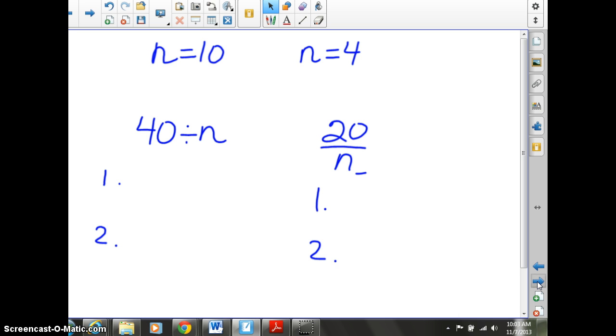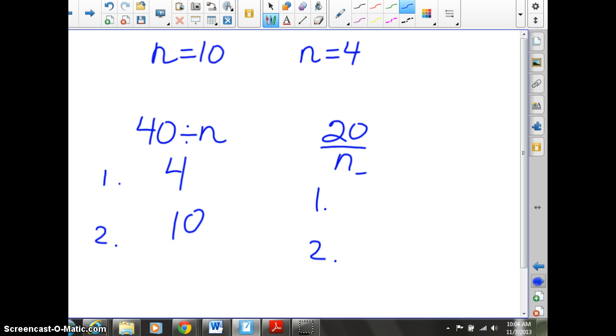Okay, here we go. Using this one here, 40 divided by n. Let's start with this variable, 10. 4. 40 divided by 10 is 4. Now let's slide this variable down. 40 divided by 4. How many 4s are there in 40? If you're not good at dividing, you can always turn it backwards. 4 times what gives us 40? 10. Good job.